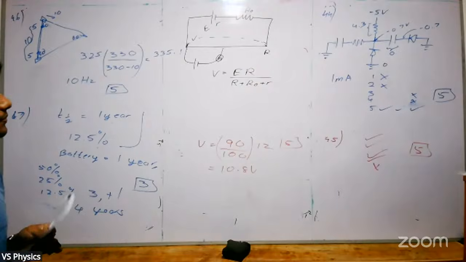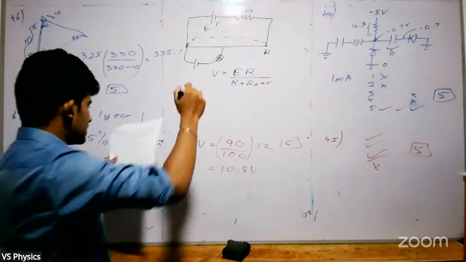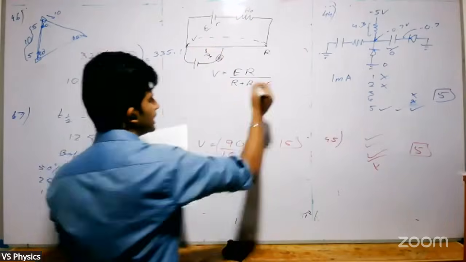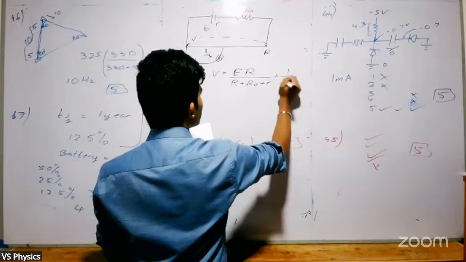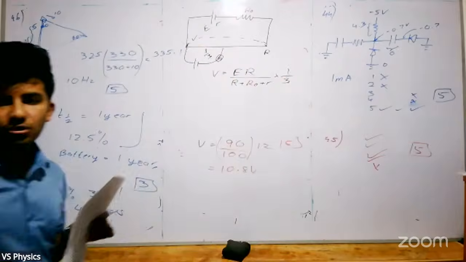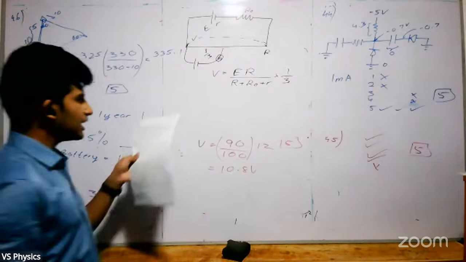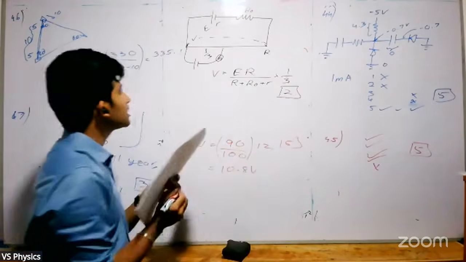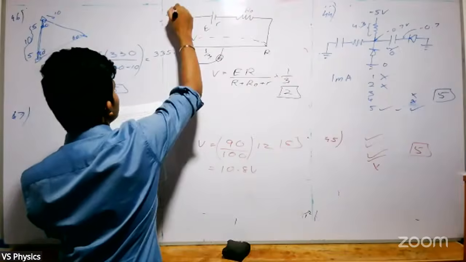So the potentiometer balances at L over 3. That means it only needs 1/3 of the voltage to balance the battery. So the answer is the second answer. Okay, the second answer for the 48th question.